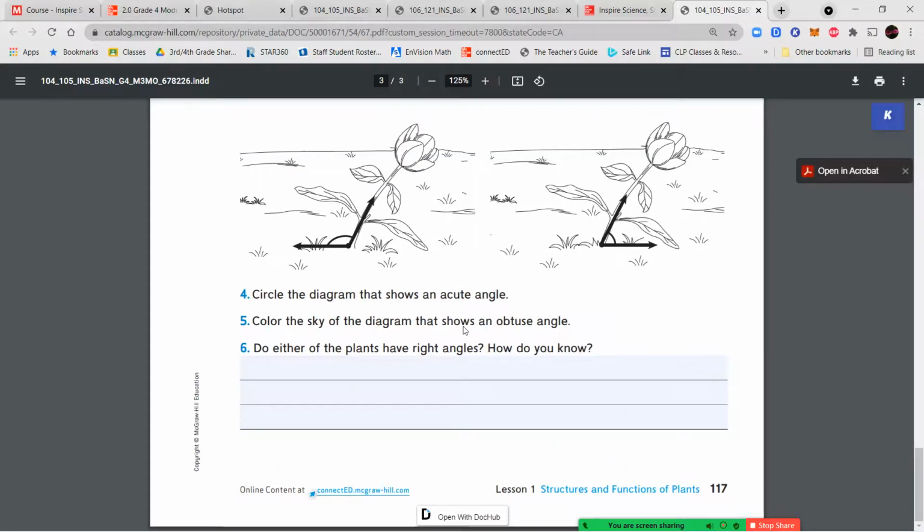Once you're done with that, please make sure you go back and review all of the lesson content, all of the vocabulary words. We did have several of them for this lesson, and get ready for your quiz. If you have any questions, let me know.